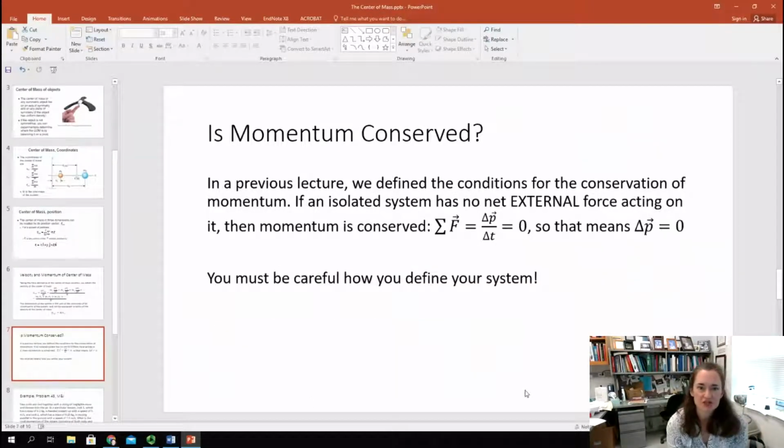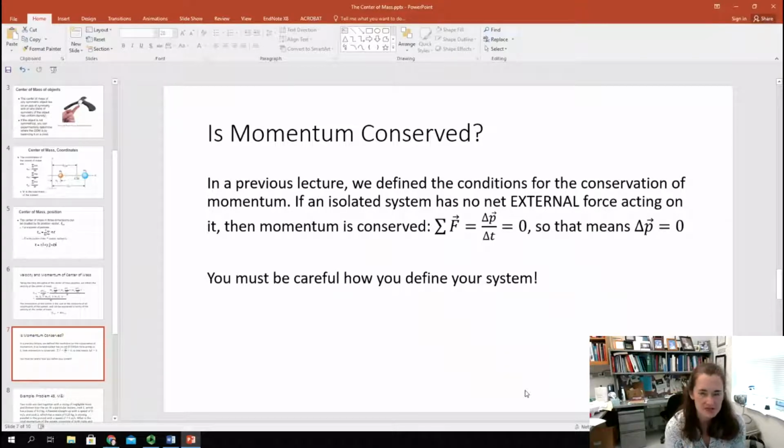In previous lectures, we talked about the conditions for the conservation of momentum. The condition is as follows. If you have an isolated system that has no net external force acting on it, then momentum is conserved. That's expressed mathematically as the sum of all the external forces F equal to delta P over delta t, and that has to equal 0. That means delta P is 0, so the momentum doesn't change for the system. The initial momentum of the system equals the final momentum of the system.